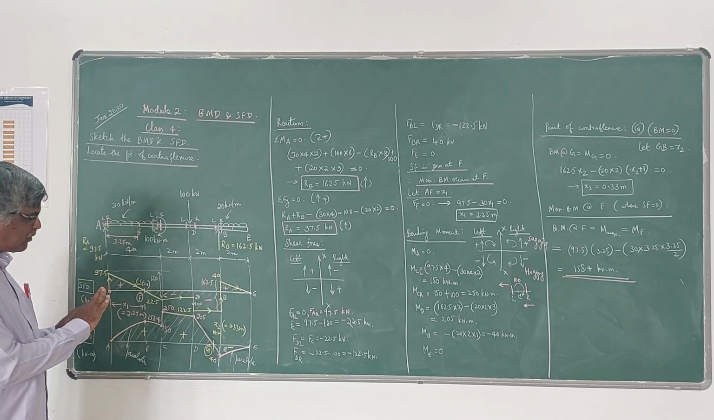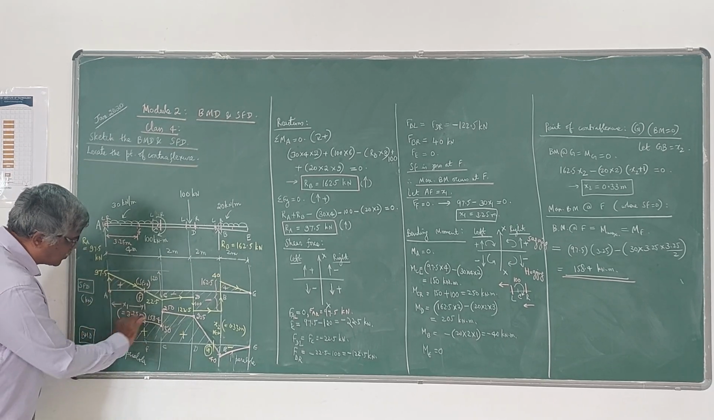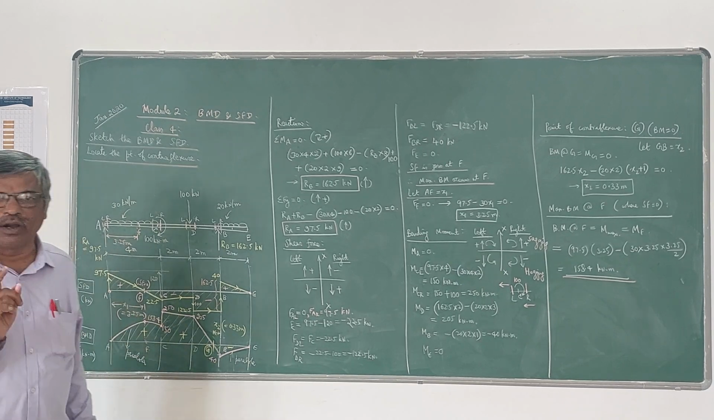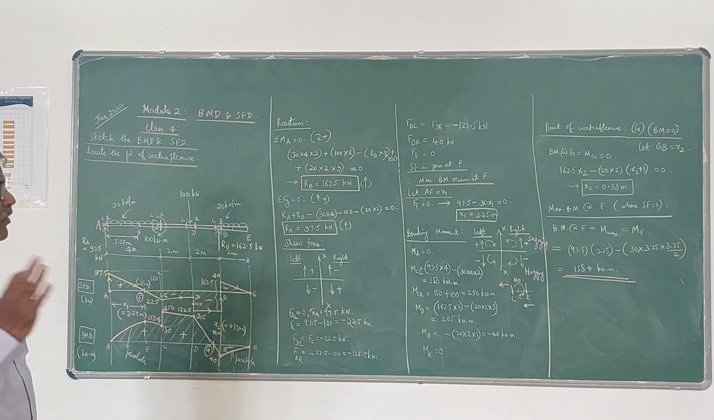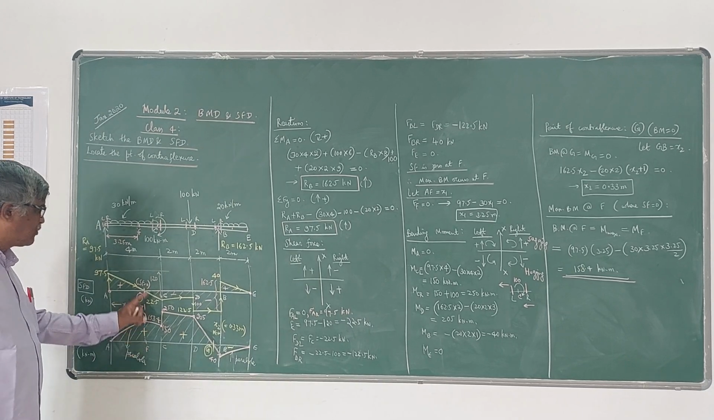Okay, you need not worry about the exact sketch, you just write a smooth curve, right there it is a parabola. You need not be to scale. So that is about finding the maximum bending moment where shear force is 0.